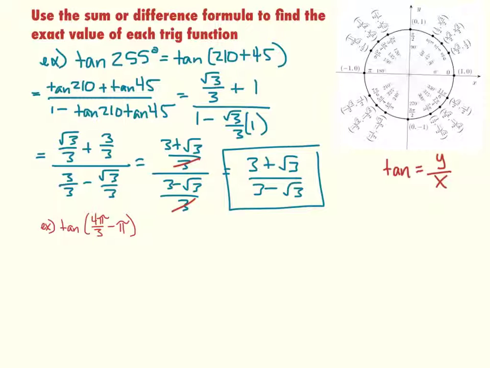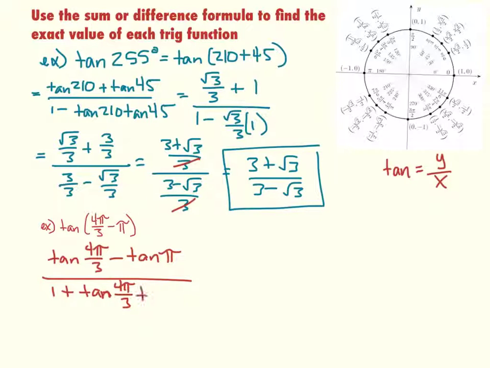Okay, so in this first example, I had you come up with what two angles you needed to use. Here, I'm telling you what two angles to use, 4 pi over 3 and pi. So this is a difference formula. I want to do the tangent of 4 pi over 3 minus the tangent of pi over 1 plus the tangent of 4 pi over 3 times the tangent of pi.